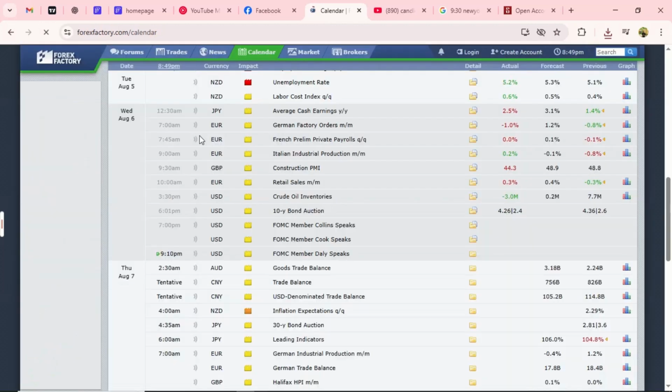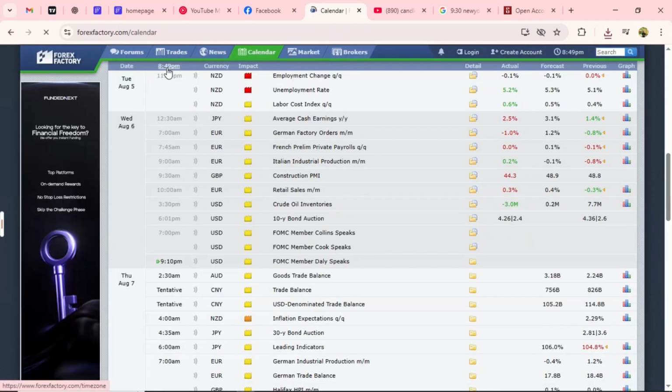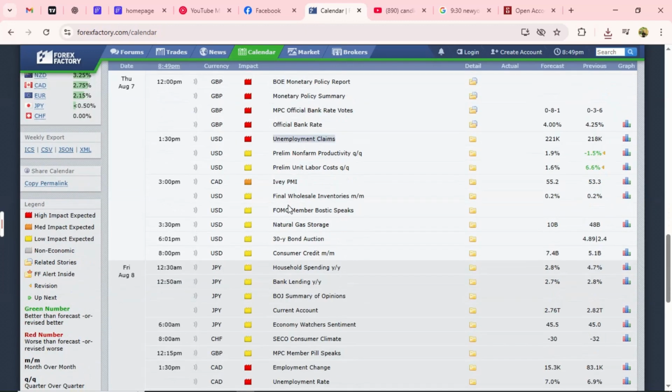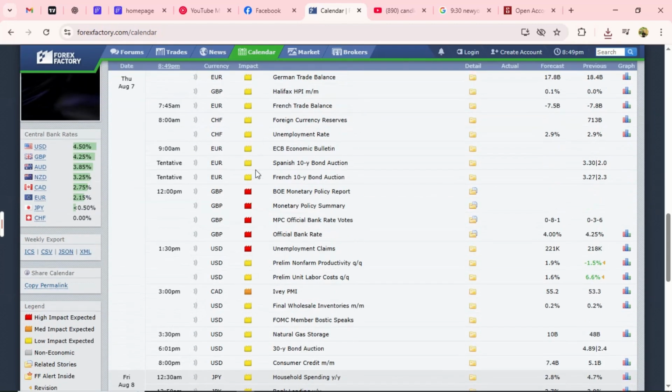I'm going to refresh that, the time will also refresh. So yeah, we now have it fixed to our local time. Tomorrow is Thursday. We have GBP, and we have USD unemployment claims 130. So we have high impact news tomorrow, which makes sense. So yeah, the rest is GBP. I don't know if we should look at GBP pairs tomorrow, but that depends.